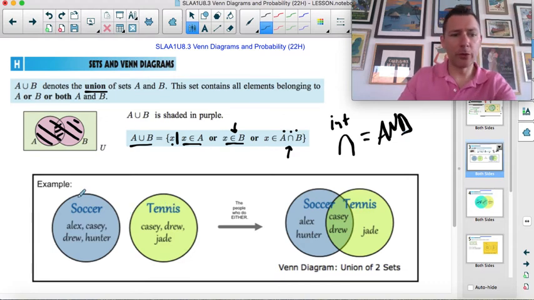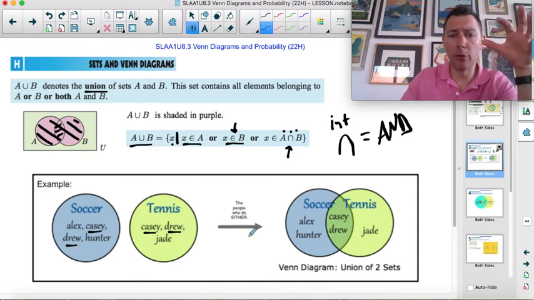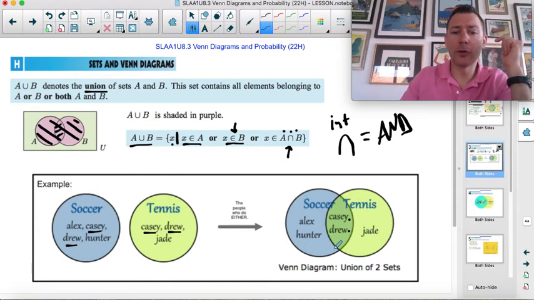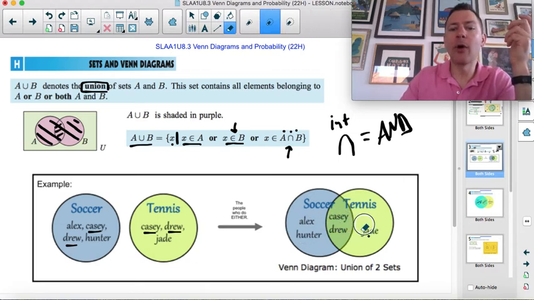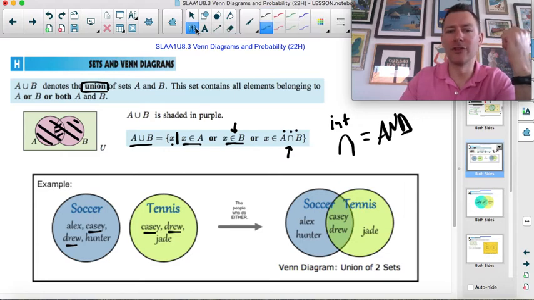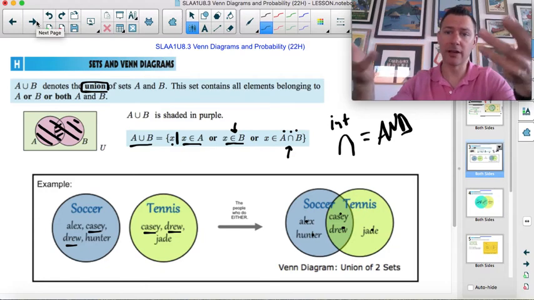So here's an example. Here's soccer players and tennis players. As you can see, Casey and Drew are in both. So if you were trying to write out the union of soccer and tennis players, you would say all of their names. Don't say Casey and Drew twice. Hey, I want an athlete who plays soccer or tennis. You wouldn't say Alex, Hunter, Casey, Drew, Casey, Drew, Jade, right? No, you just say all of their names once, like a normal human being, because those are the people who play soccer or tennis or both. Great.